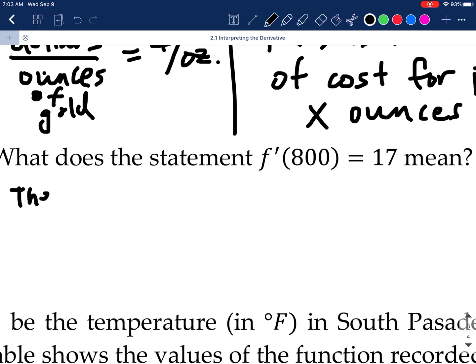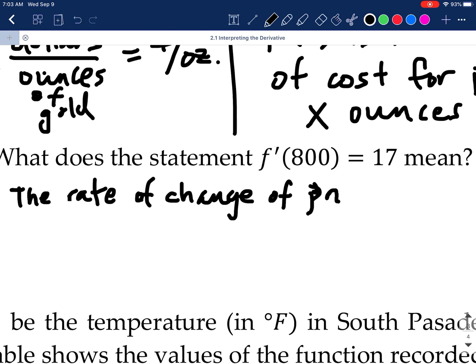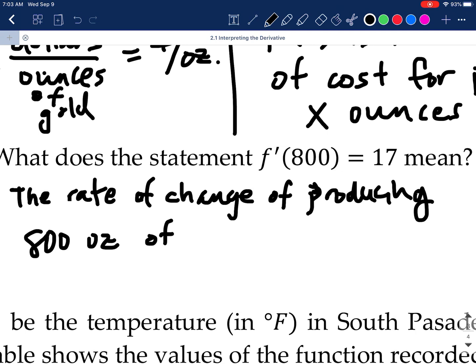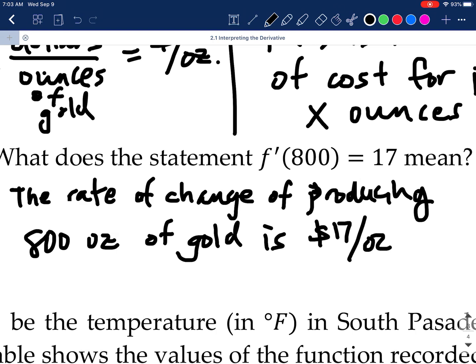So the rate of change of producing 800 ounces of gold is $17 per ounce.